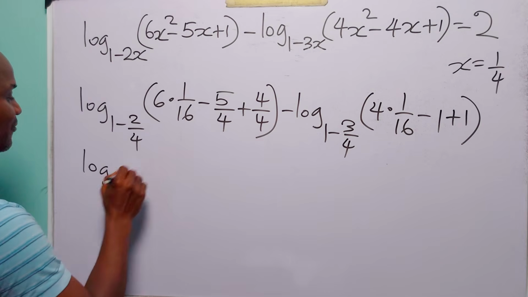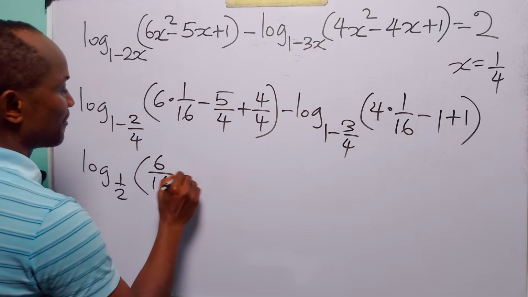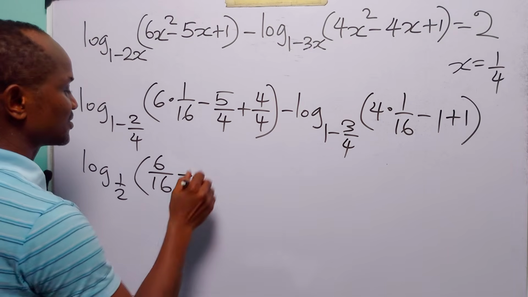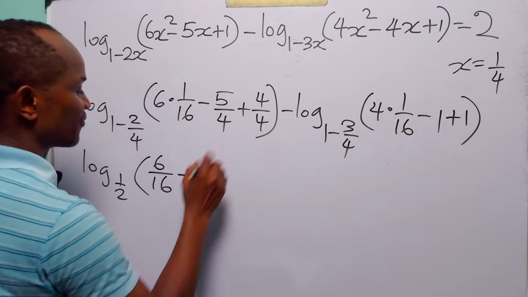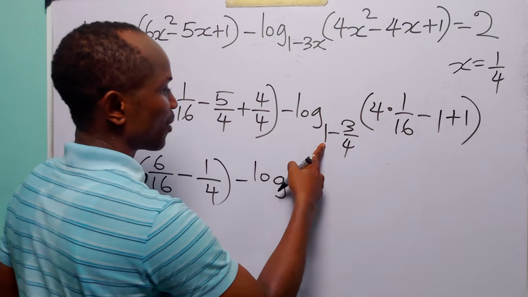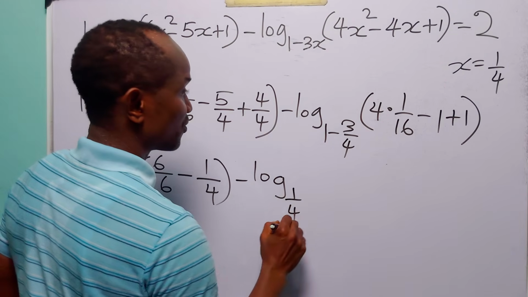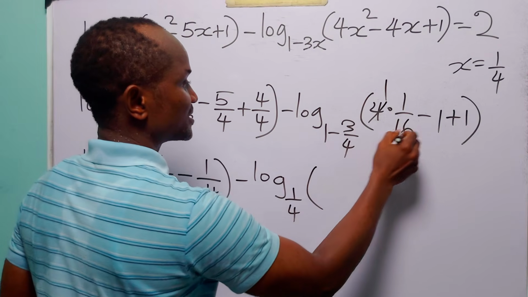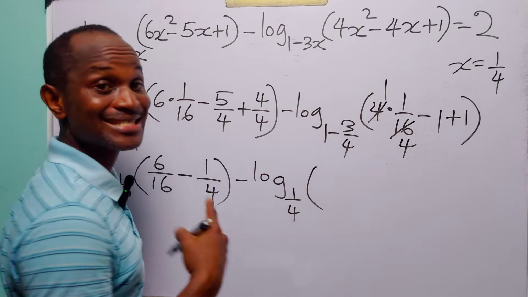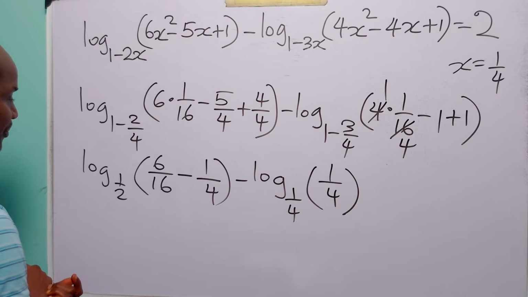So this is log to base half of, here we have 6 over 16 minus, now 4 minus 5 is minus 1. So this is minus 1 over 4 minus log to base 1 minus 3 over 4, which is 1 over 4. So this is base 1 over 4. 4 into itself is 1 and into 16 is 4. Of course, 1 minus 1 is equal to 0. So here we have 1 over 4.